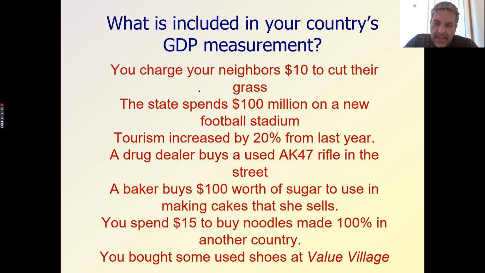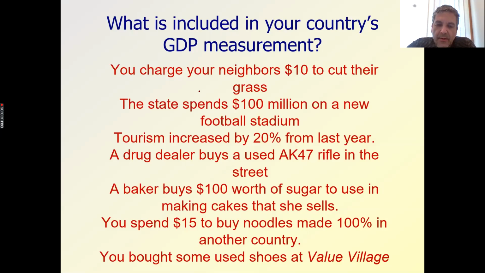The drug dealer and the AK-47 rifle is not counted in the GDP because the rifle is used, first of all. If it was produced inside your country and it was new, then it would be counted, but in this case it's not. And the drug dealer is actually using money that is also illegal money. So we're talking about an underground economy. There's a parallel GDP of these underground activities, like drug dealing and trafficking of illegal goods, even people. So it's not counted.